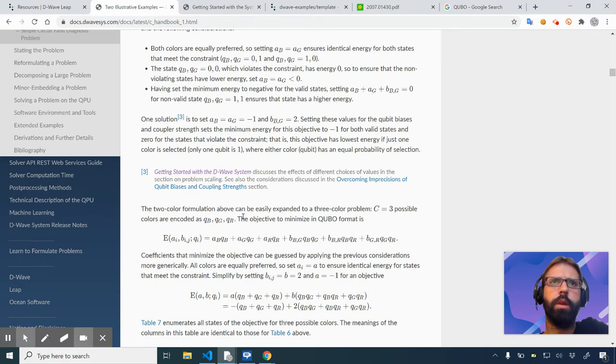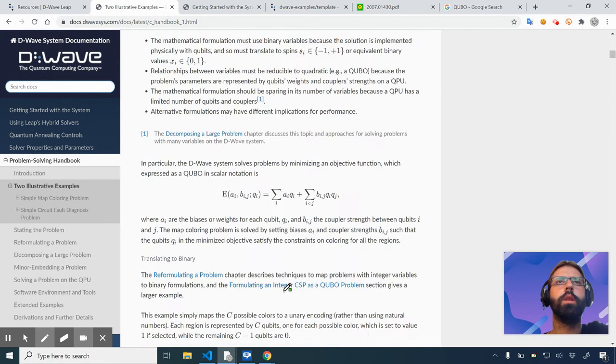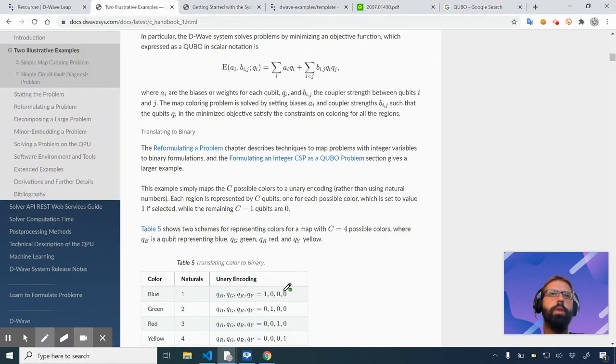The two-color problem can be easily expanded to a 3-color problem. Possible colors are B, G, and R. The objective to minimize in QUBO format is, okay, A, B, QB. Okay, so let's see if I can plug that in. Is this working? Yeah. So what is happening here is, for each possible color that A has, we're talking about two regions, aren't we? Are we talking two regions?